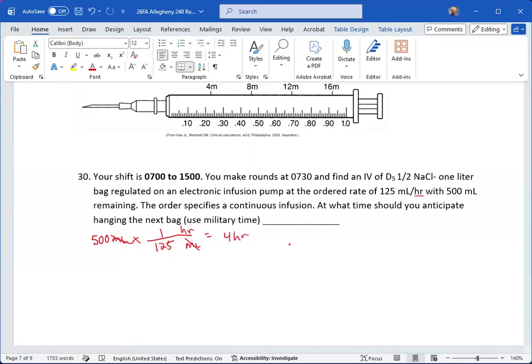So if you started at 0730, right? Then 4 hours from that would be 11:30, right? Or 11:30 a.m.